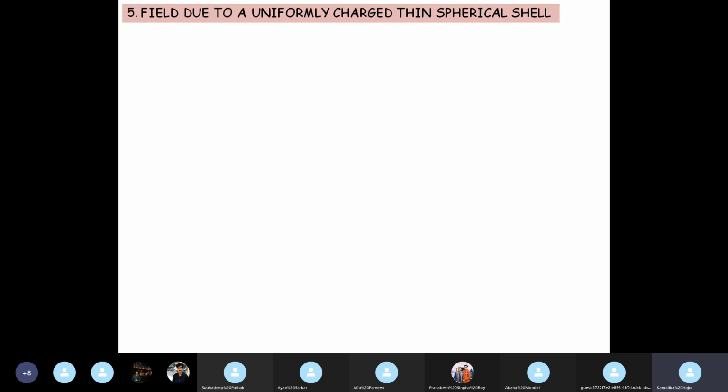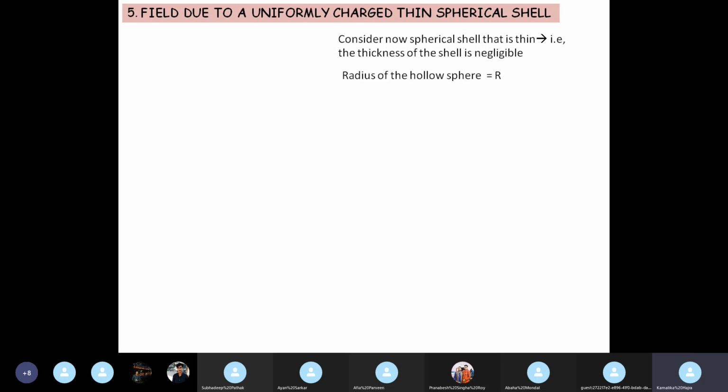Now we will consider the simplest case actually, when the spherical shell is thin, that is we don't have to consider the thickness. The thickness of the shell is negligible and the radius of the hollow sphere is R. So it's the same spherical object, but now the inside is hollow. Understood? There is nothing inside, it's just a hollow sphere. It's like a football. Inside there is hollow, it's just the surface. It's not like a watermelon, no pulp inside.